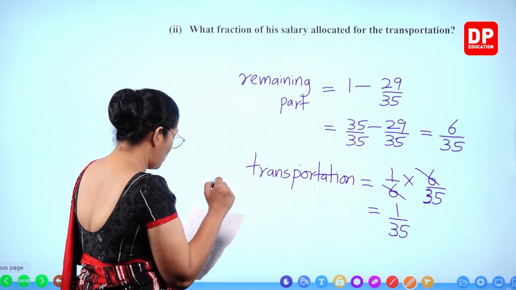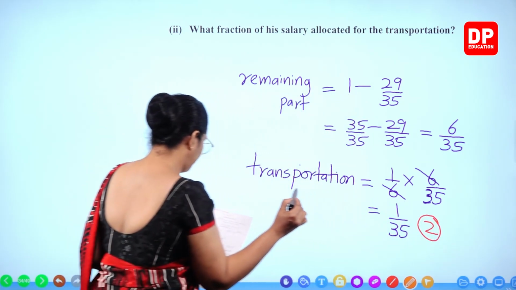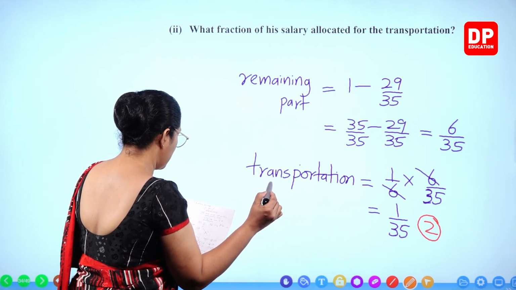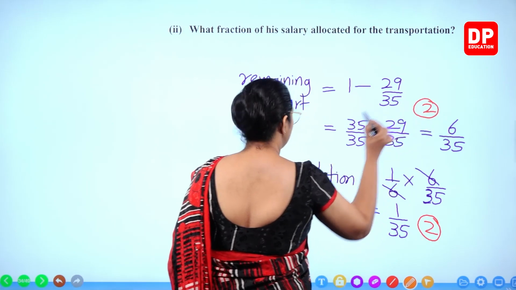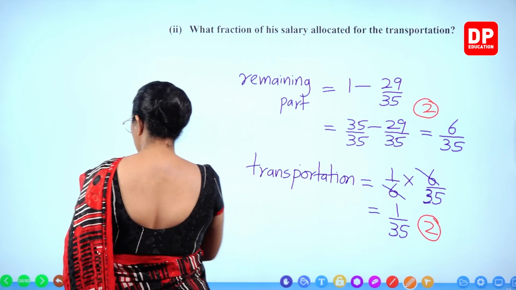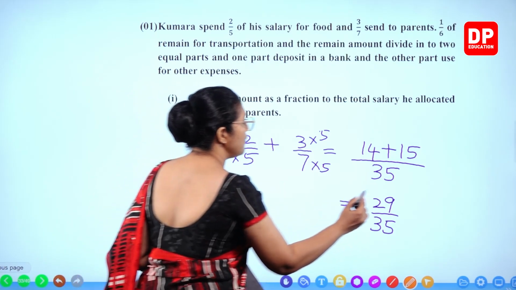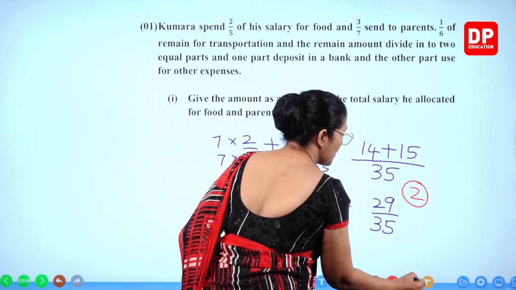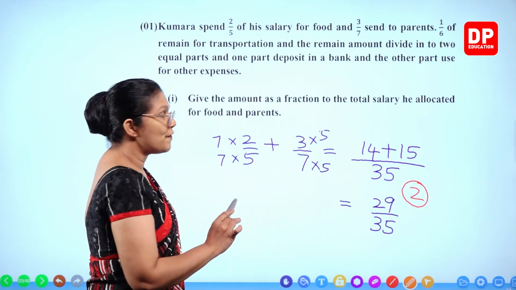Then part 2, you are getting 2 marks. And 2 marks for this as well. And the first part, you are getting 29/35, that's 2 marks. So altogether, you get 10 marks for the first question.